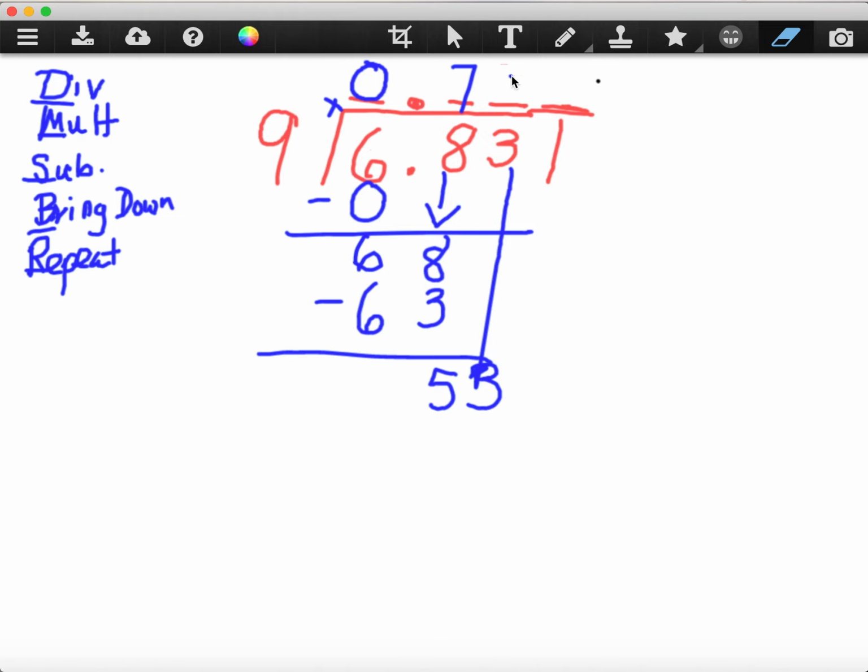Okay, 9 times 6 is 54. So that's too much, so we're going to go down one. 9 times 5 is 45. Okay, so we multiplied 9 times 5, put our answer down. We subtract. Go ahead and borrow.